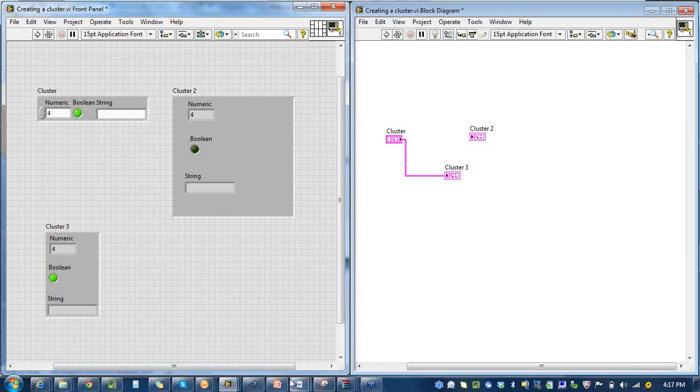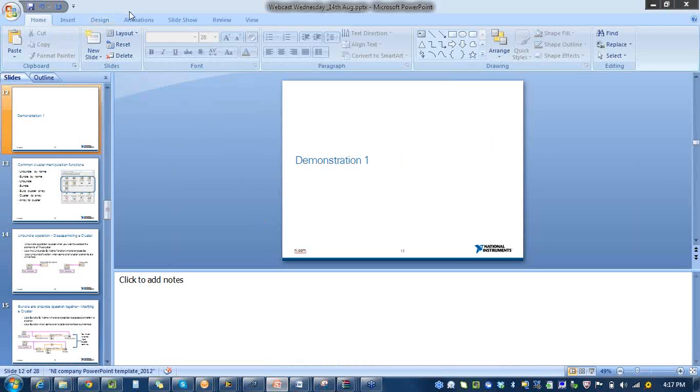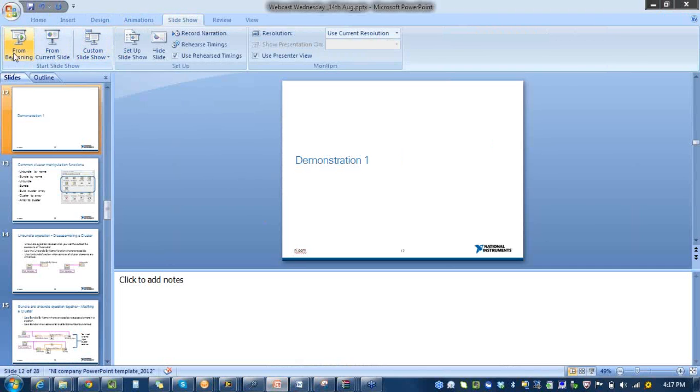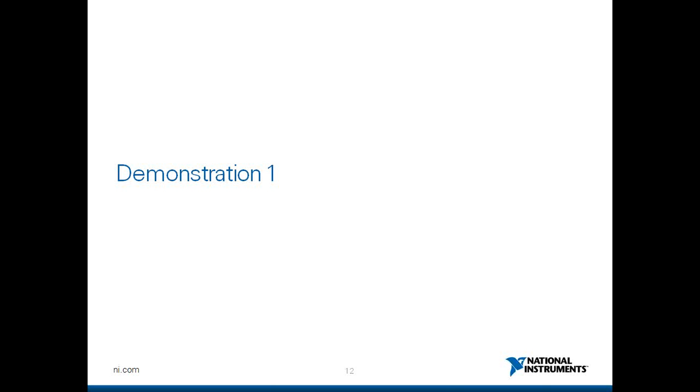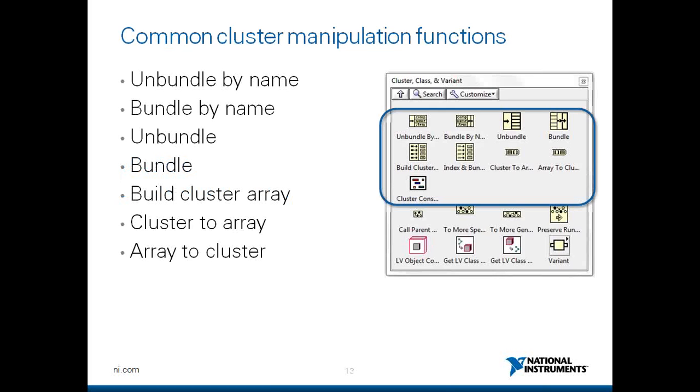Okay, so now let's go on to our presentation and learn a little more about clusters. So these are some of the very common cluster manipulation functions. You must have noticed this on your block diagram by right clicking on the block diagram and going to this option called clusters. So there are some operations here, fewer than those in arrays. Let us see what these operations are. You have probably noticed unbundle by name and just unbundle, bundle by name and just bundle, build cluster array, cluster to array, and array to cluster functions. So let's just see what all of these mean.